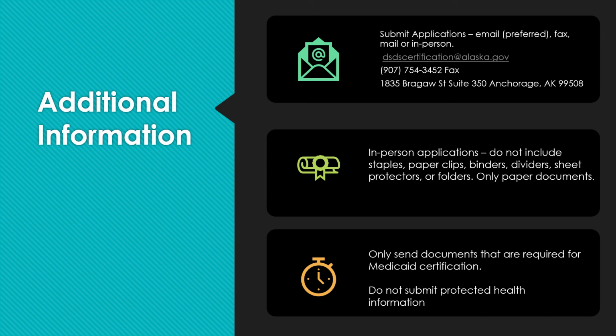When you're ready to submit your application, you can do this in several ways. Email is the preferred method, and our email address is dsdscertification@alaska.gov. You may also fax it to 907-754-3452 or our in-office location, which is 1835 Burgosh Street, Suite 350, Anchorage, Alaska 99508.